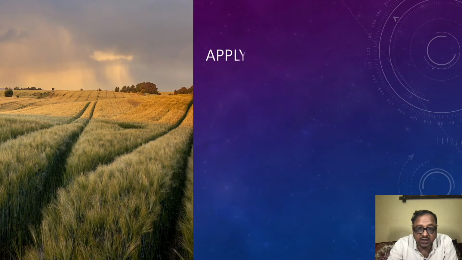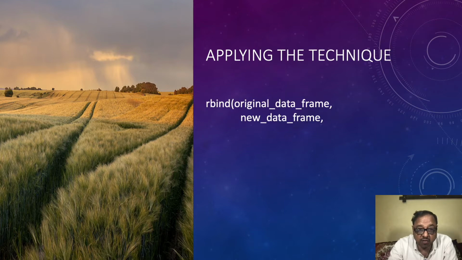So let's discuss the syntax of the function Rbind and how it works. In Rbind, first we give the original data frame, which is the one to which we want to add the new rows. Then you give the new data frame where the new rows are contained, and then you can give a parameter stringsAsFactors. Either it can be true or it can be false. We have discussed stringsAsFactors before, so you must be aware of that.